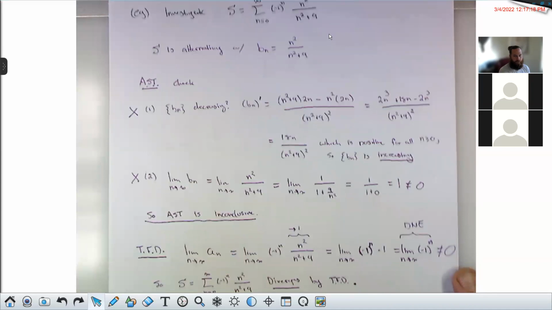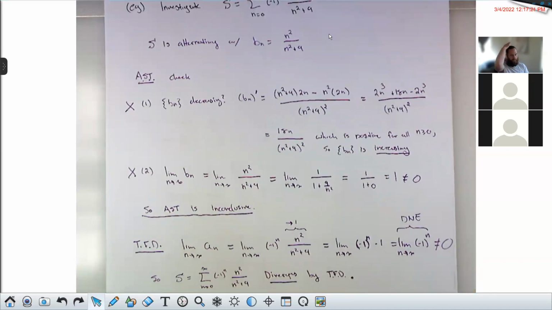That is how you show that the series diverges. So again, just for emphasis, if a series fails AST, if a series fails the alternating series test, we don't learn anything. That's inconclusive. So you should try something else.